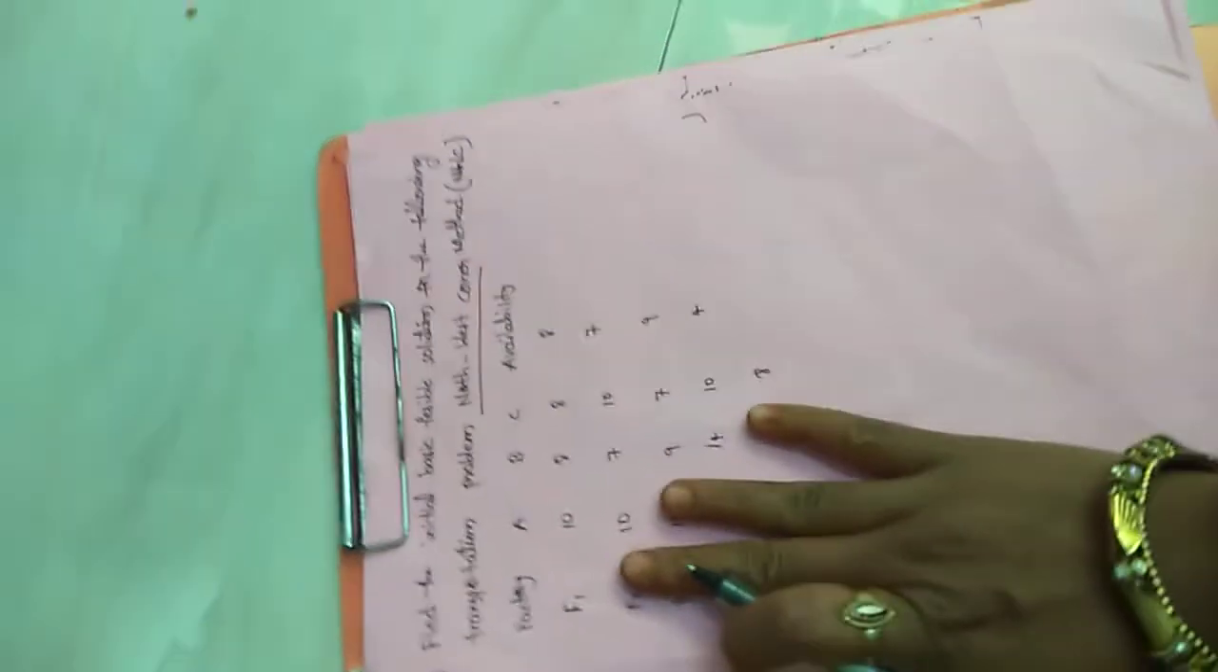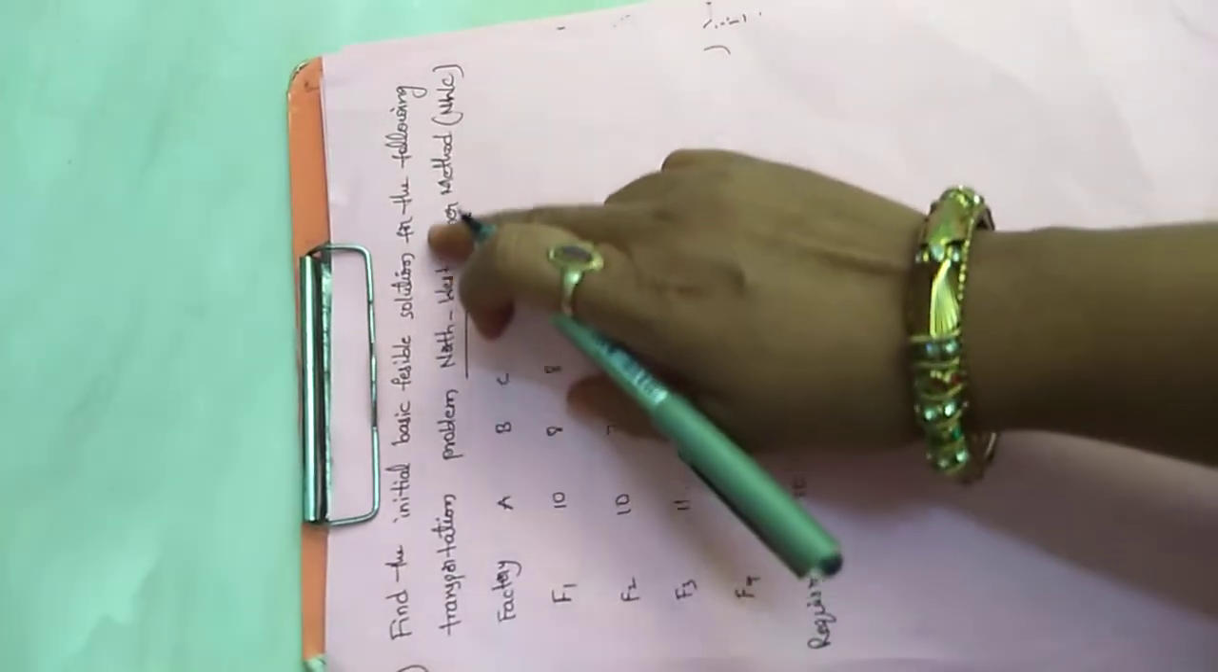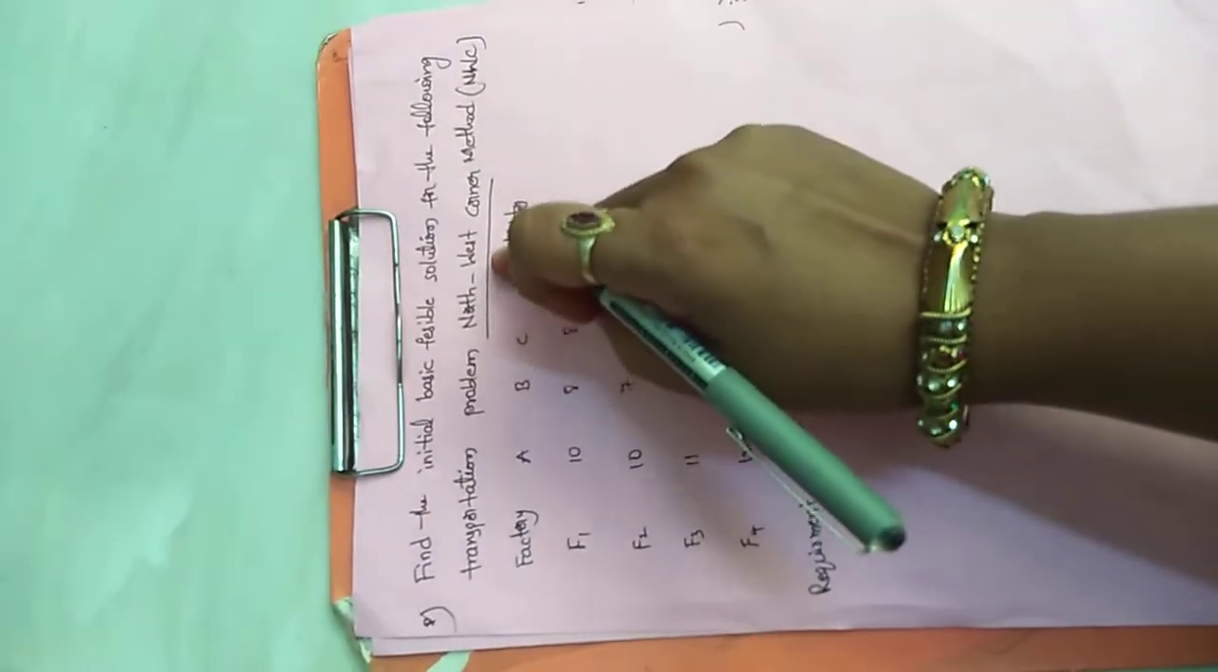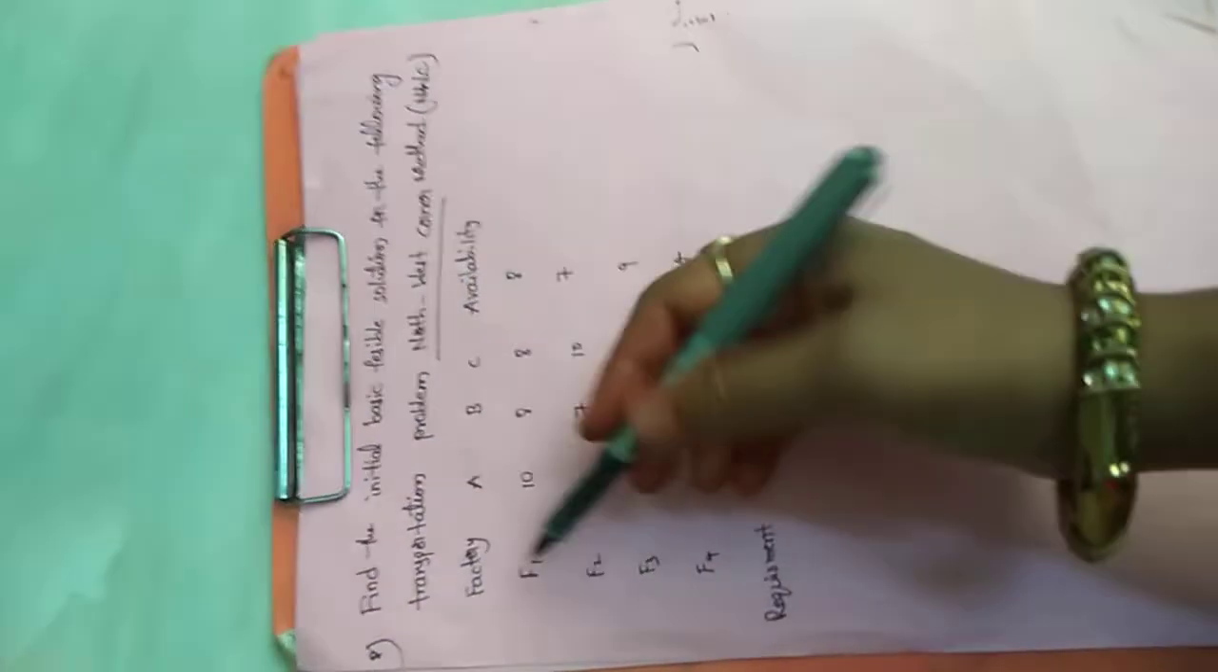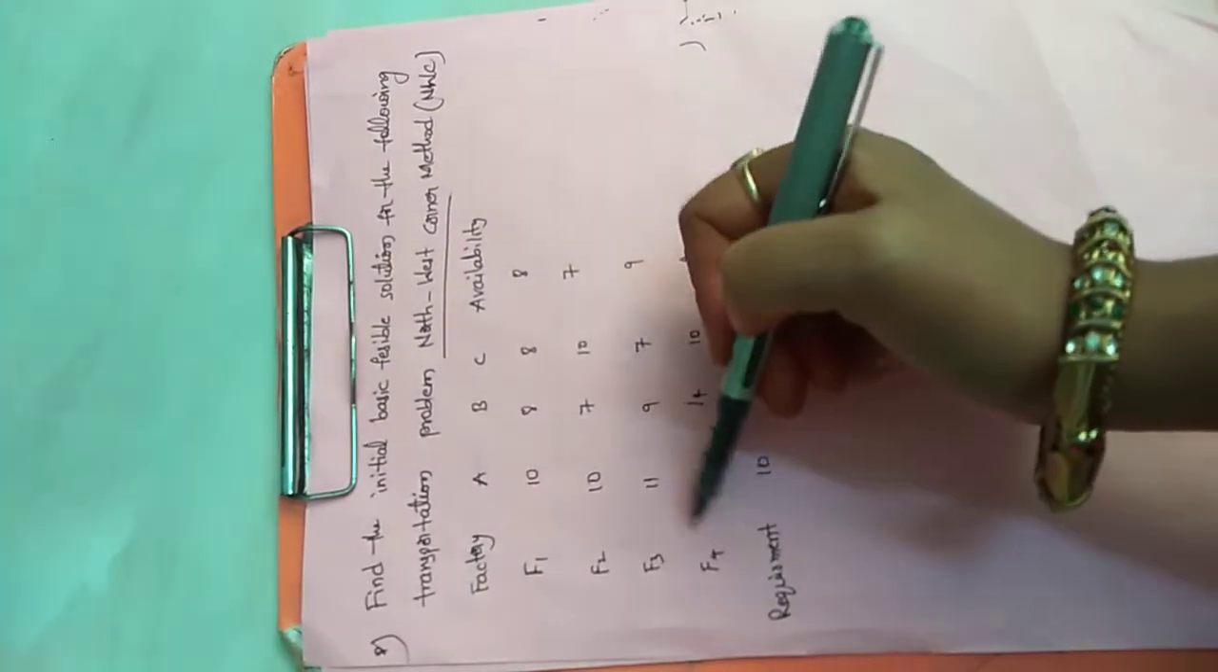Third unit, the first method problem is the northwest corner method. The problem is to find the initial basic feasible solution for the following transportation problem using the northwest corner method. Factories F1, F2, F3, F4.